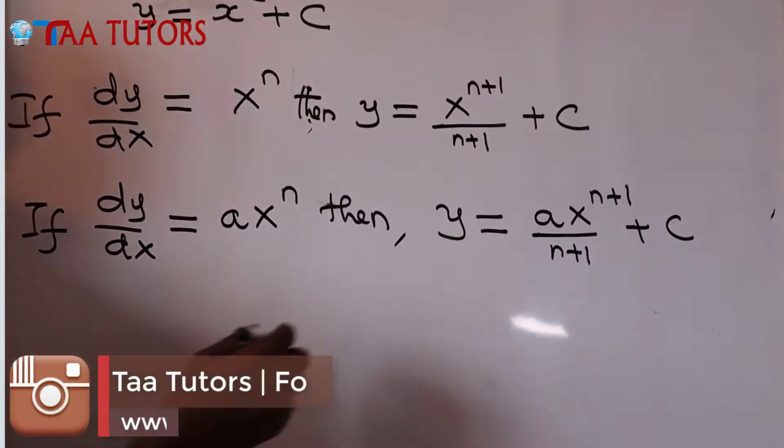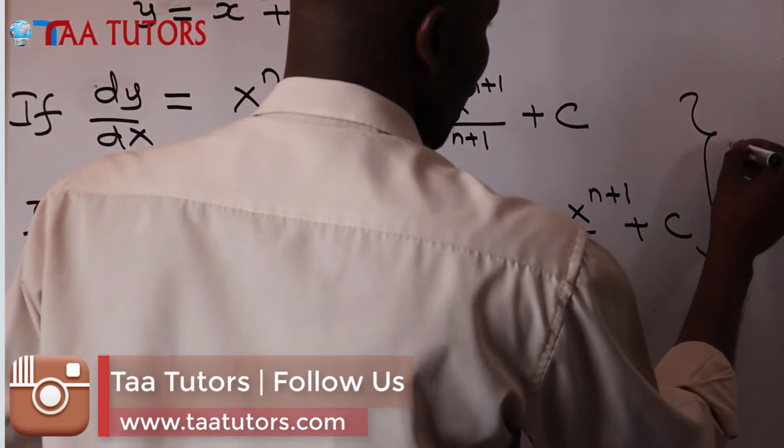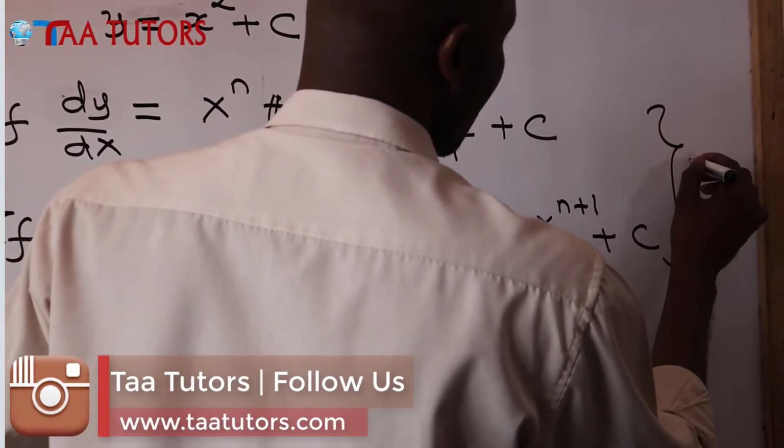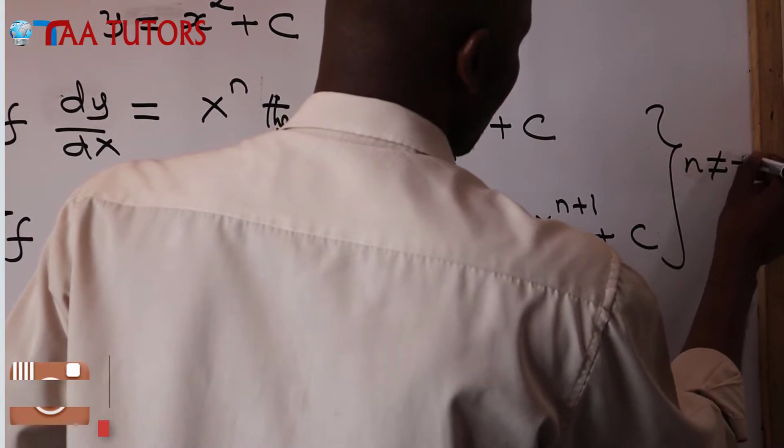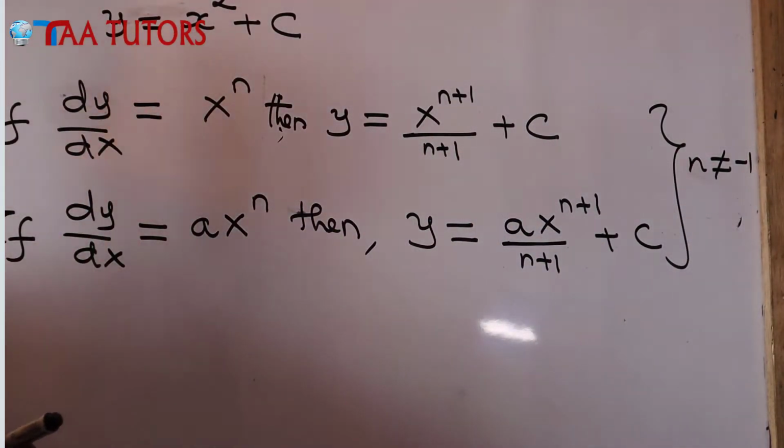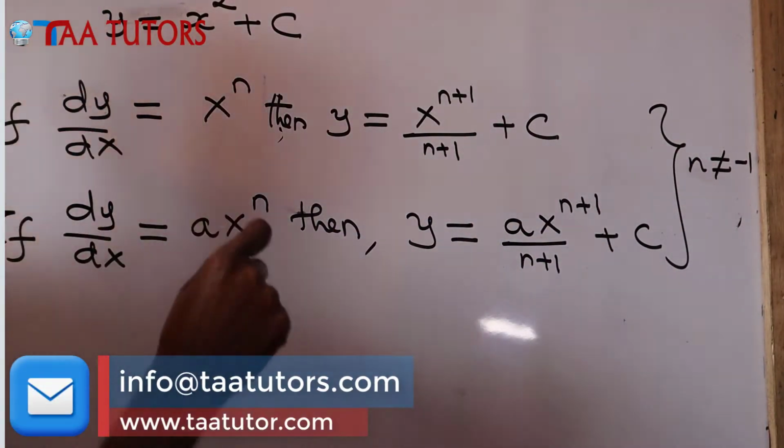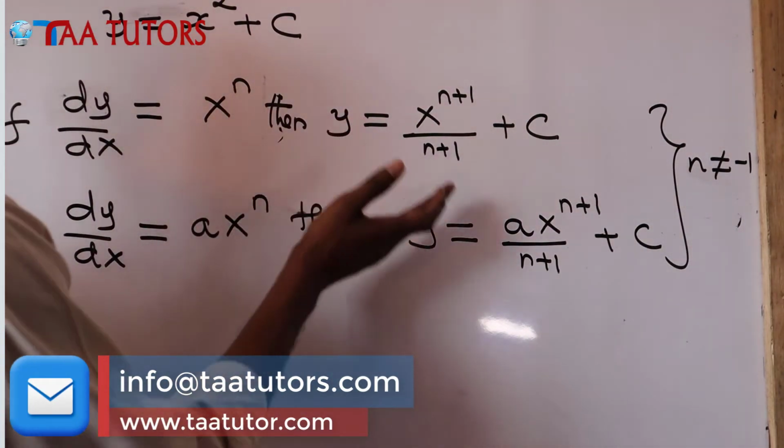That is what we have. Remember, for both cases, n cannot be equal to -1. What do we mean by this? Why is n not supposed to be -1 in either of these cases?